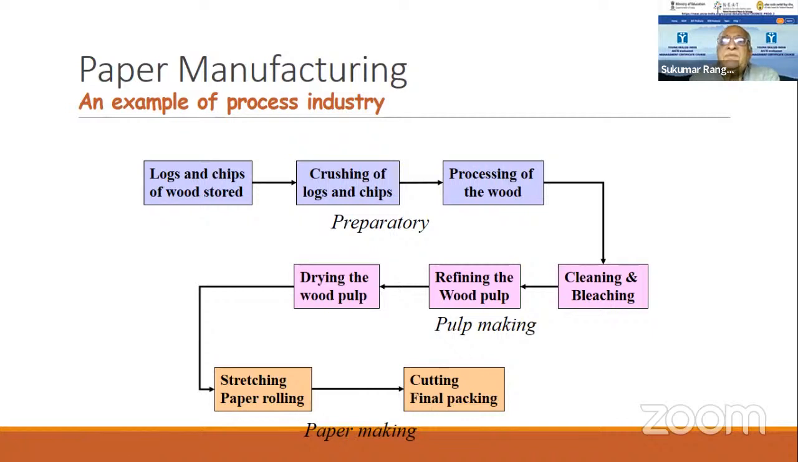Crushing of logs and chips, processing of wood, cleaning and bleaching, all this needs water. Refining the wood pulp needs a lot of water. Then of course the drying of the wood pulp, stretching the paper, the huge drums which are used for rolling the paper, depending upon the thickness of the paper that is needed and what type of paper. All this will be determined, and then finally cutting and final packing. It is one flow. Up to a certain point, it is a continuous flow, and then you have discrete flow.